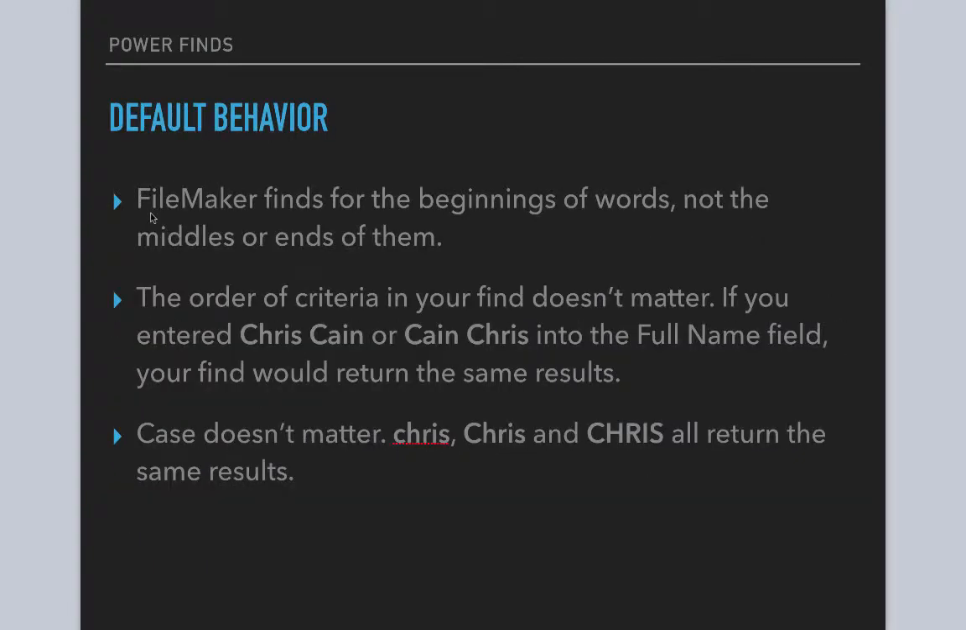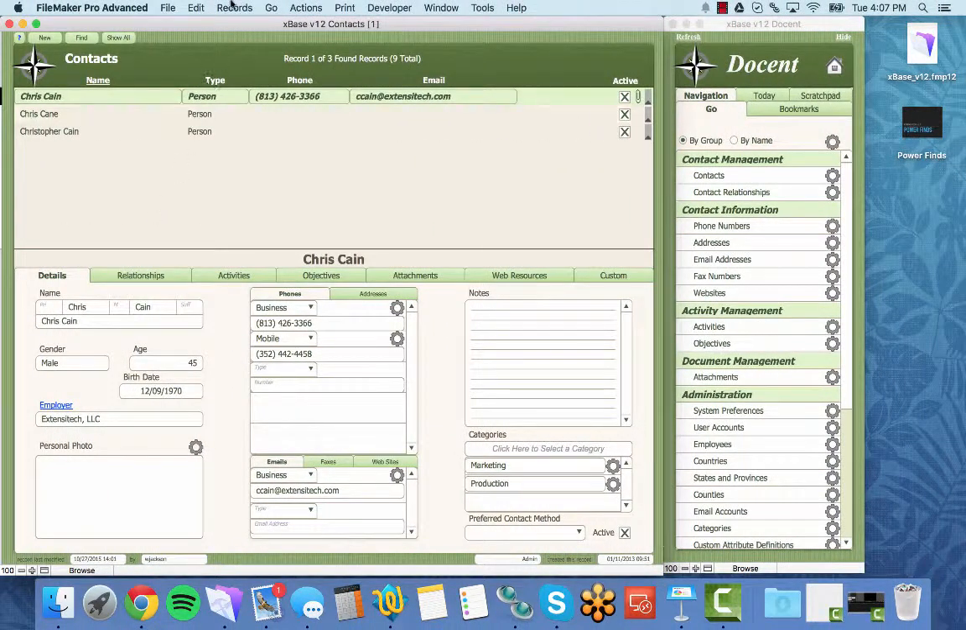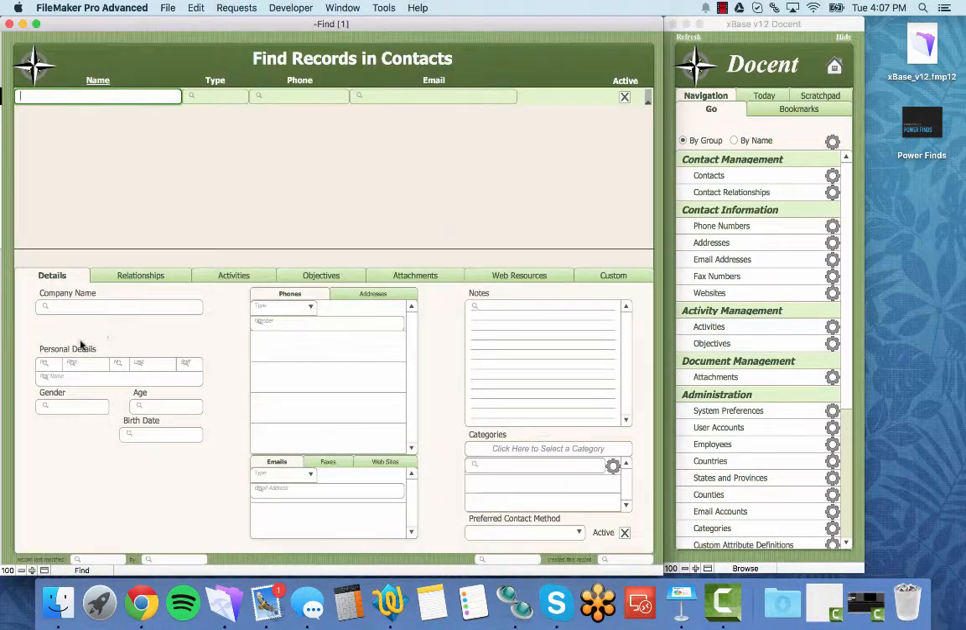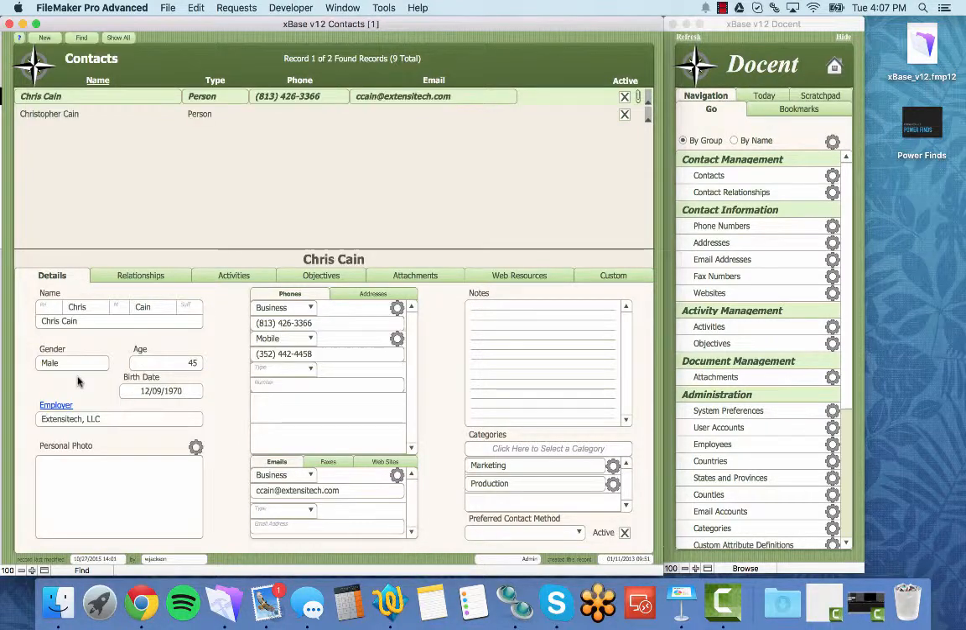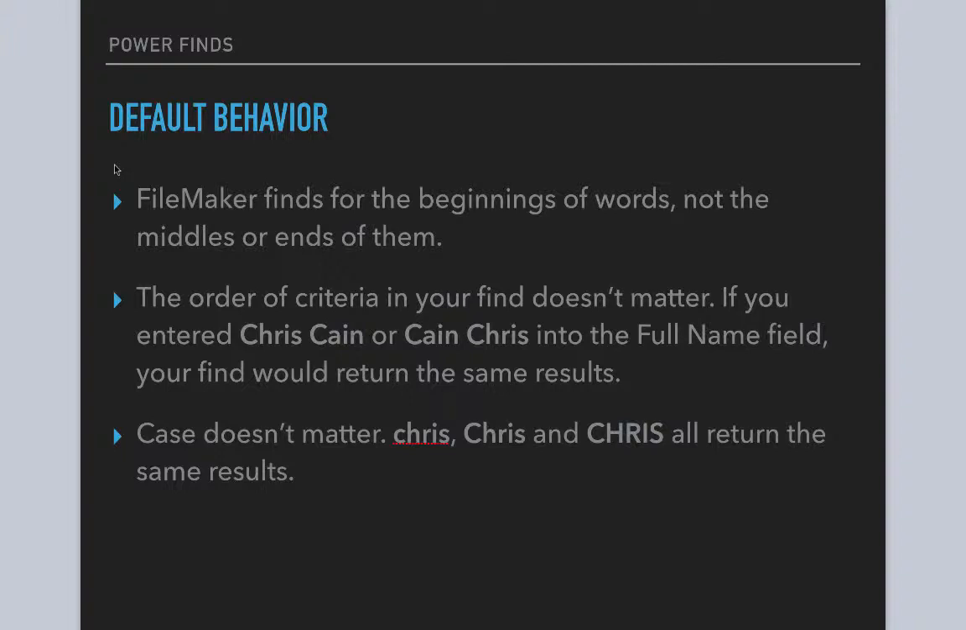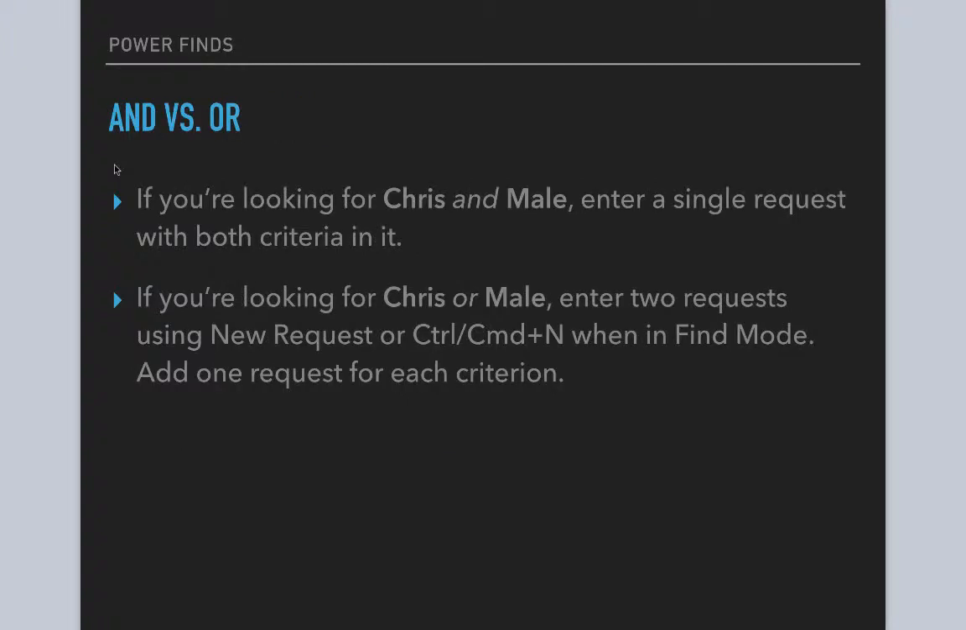The default behavior for FileMaker is to find the beginnings of words, but not the middles or ends of them. The order of the criteria in your find doesn't matter. If you entered Chris Kane or Kane Chris into the full name field, you'd end up with the same results. So let's demonstrate that. We're going to go to Records, Find Records, and in the full name field down here, we're going to look for Kane Chris. Hit enter, and we see we find Chris Kane. Also, the case doesn't matter. Lowercase Chris, title case Chris, and uppercase Chris will all return the same results.